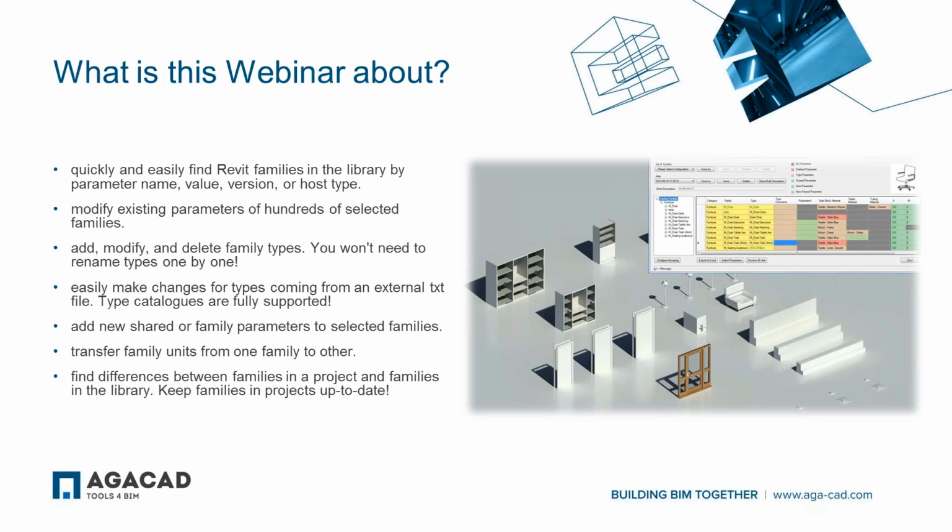And today I'm going to talk about how you can very easily and quickly find Revit families in the library by parameters, values, versions, the host type, or any other information. Then we will make changes. We will modify our selected families. We will add new parameters. We will delete maybe some of them. We will change the type names.